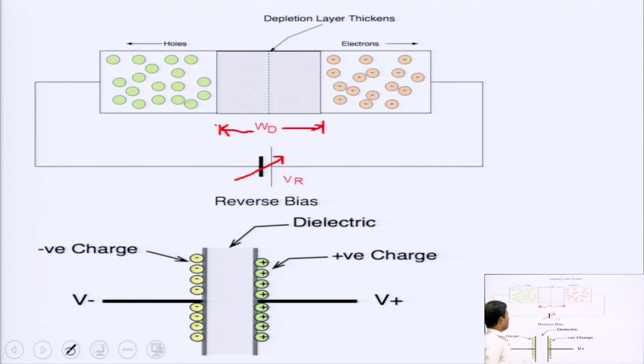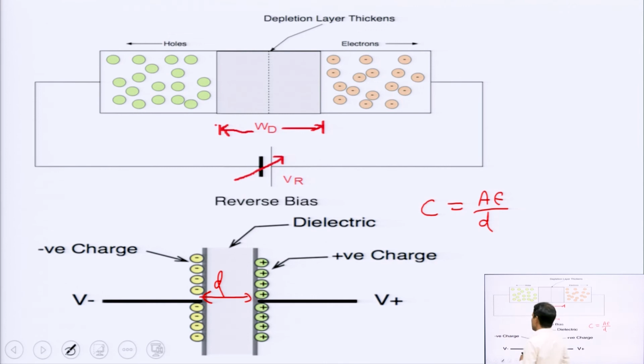Suppose this is the parallel plate capacitor, then what will happen? If we apply a positive supply here and a negative supply here, the positive charge will store at the right plate of the parallel plate capacitor, and negative charge will store at the left plate. And suppose the distance between these two plates is d. It is very simple that the parallel plate capacitance is A epsilon by d, where A is the area of cross section and epsilon is the permittivity of the medium, and d is the distance between the two plates.